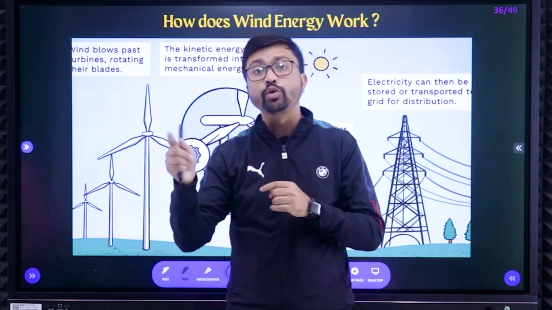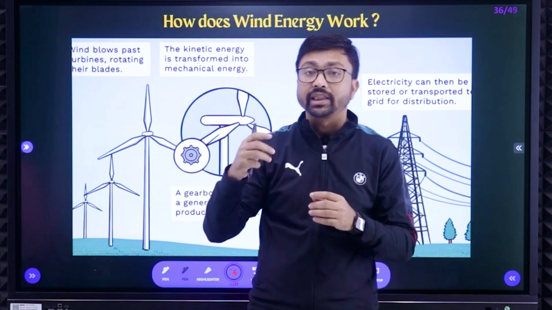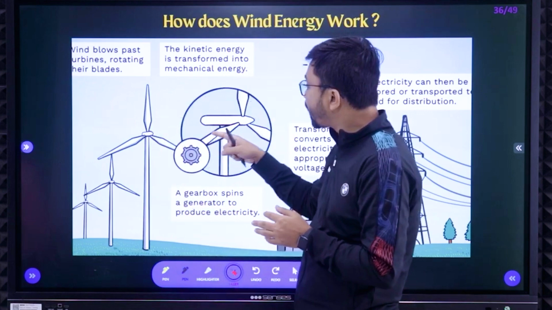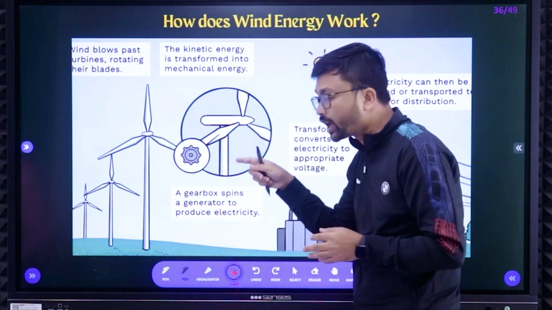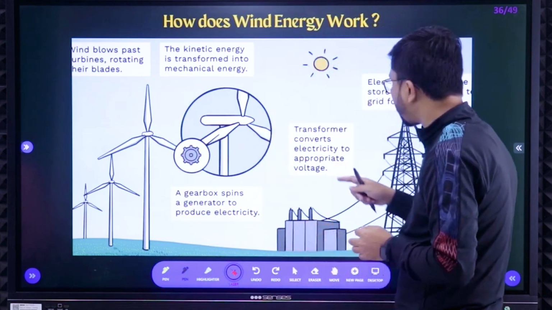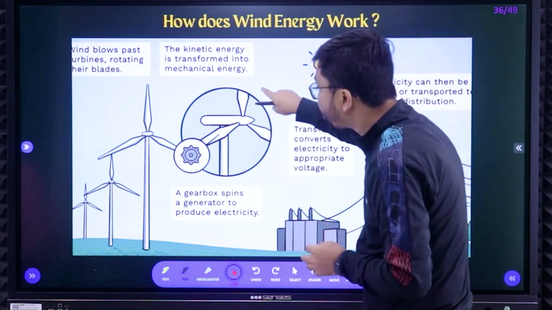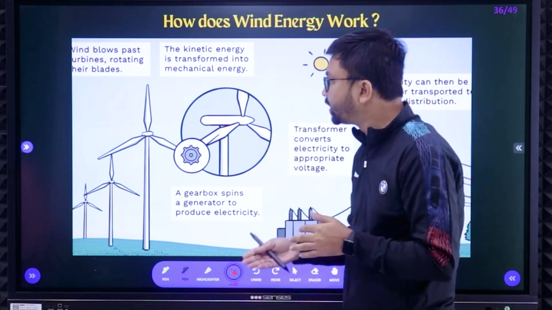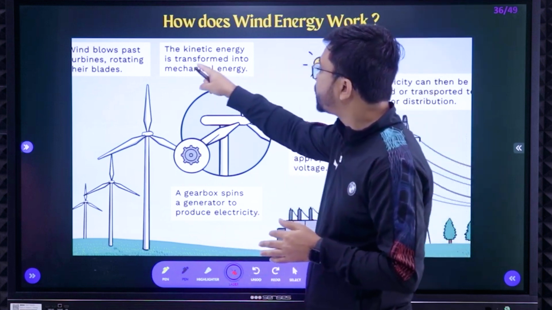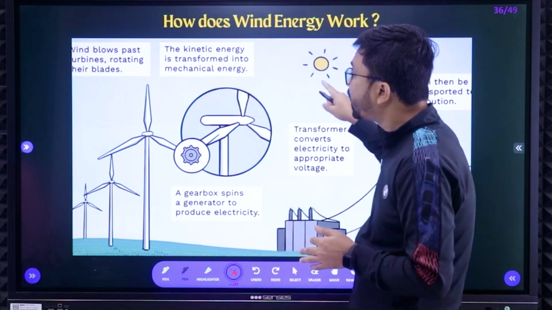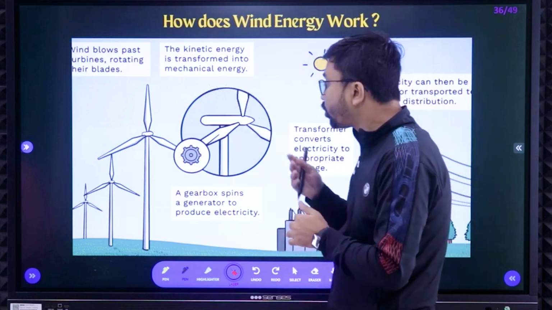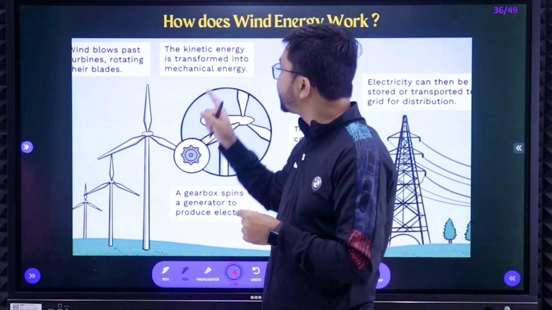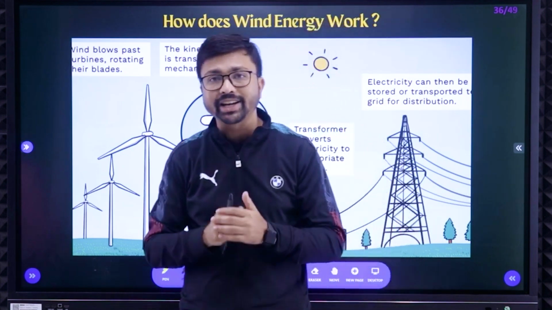We just need to use the wind circulation, the wind speed, with a propeller, and the propeller will start to rotate. In the windmill, the propeller starts to rotate, and due to the rotation movement we will be able to generate electricity. The kinetic energy is transformed into mechanical energy. So then we can use it. This is the advantage of wind energy.